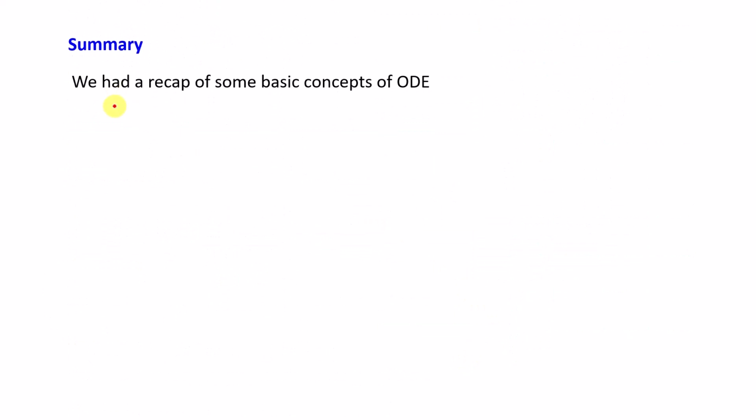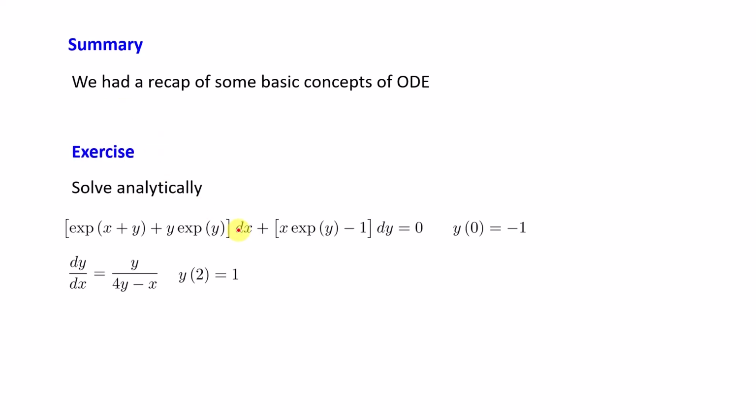To summarize, we have a recap of some of the basic ordinary differential equations. For your exercise, you solve these two equations. One is this one, the M dx plus N dy equals 0 type equation, and the second one is probably a separable equation, looks that way. So try this and see how it works.